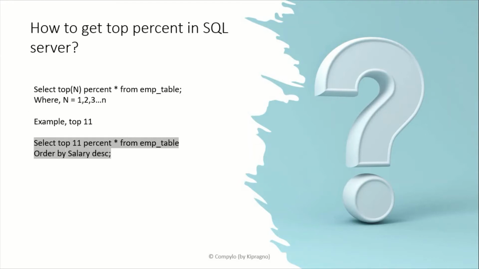How to get top percent in SQL Server? So the syntax could be select top n percent asterisk from the name of table, where the n can be 1, 2, 3 or any number. For example, if we want to get top 11, we can use select top 11 percent from employee table, and we are ordering it by salary in descending order.